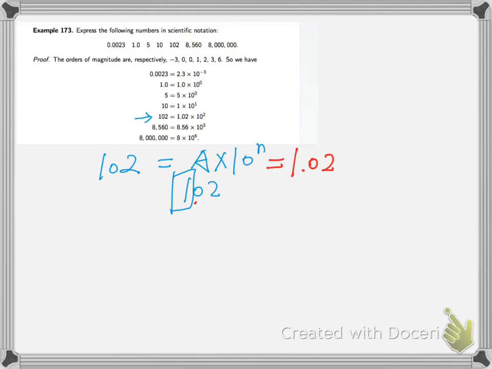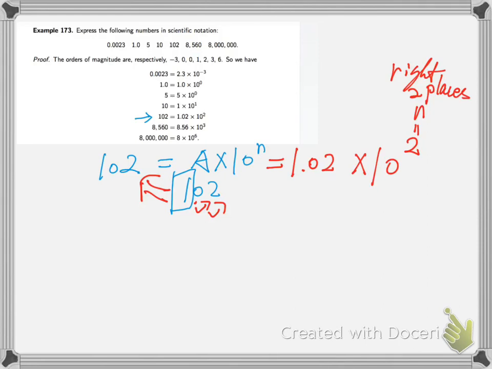Okay, so n is the movement, and we'll change this A to 102. So we have to move the decimal point to the right 2 places. So n is 2. Move to the right 2 places. We move the decimal point in A 2 places to the right, and we get the given number 102. That's how we change any number to scientific notation.